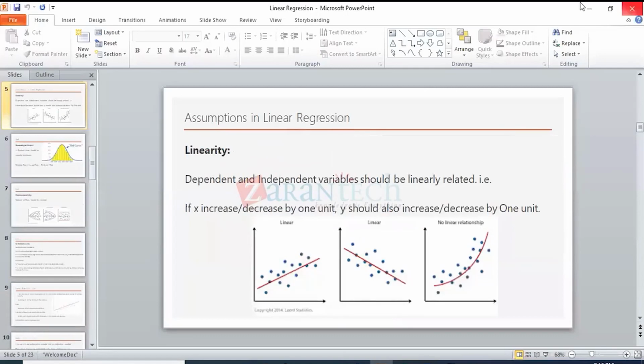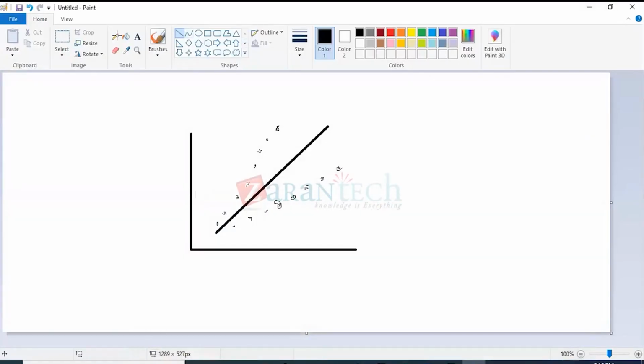Linearity. So here, if I see, as my x increases from this point to this point, you can see y is also increasing. But as I go from this point to this point, you can see my y is decreasing. As I go forward, my y is increasing and again it's decreasing. So I can say that the data is not linearly correlated.